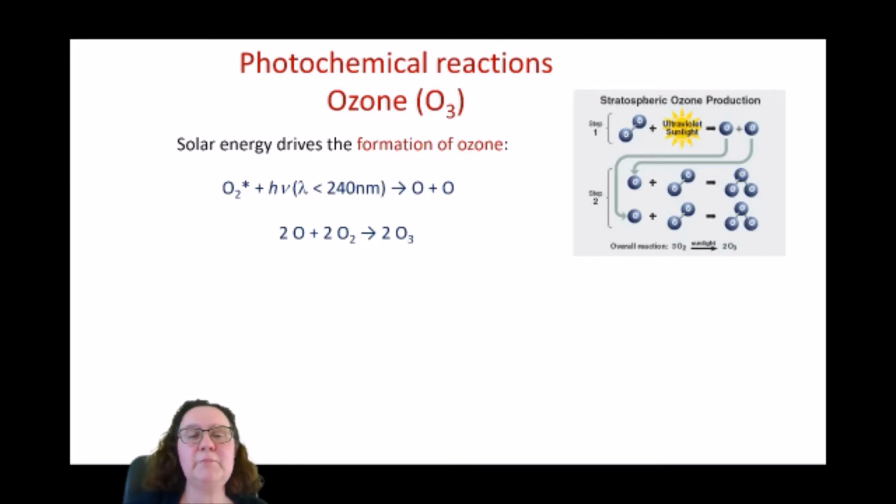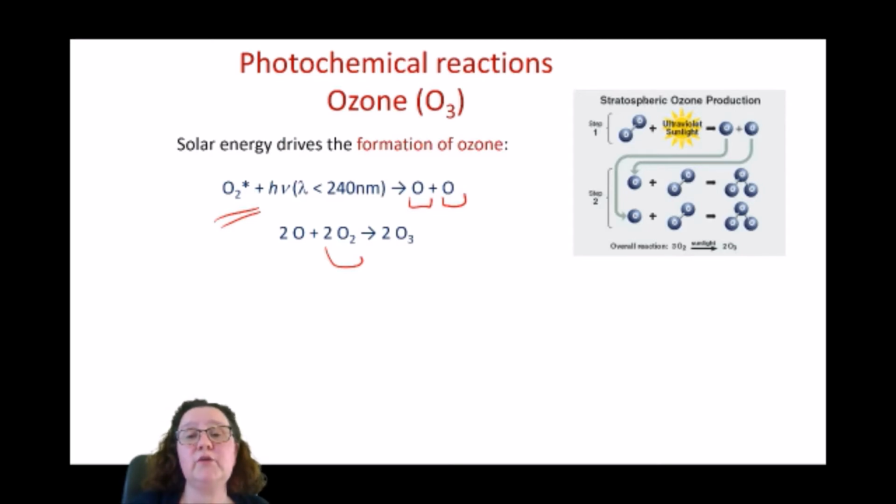So let's apply these photochemical concepts, the concept of photochemical reactions, to the molecule of ozone. Solar energy drives the formation of ozone. A molecule of oxygen in an excited state can absorb more solar radiation in the UV spectrum of a particular wavelength to generate 2 atoms of oxygen. And 2 atoms of oxygen can react with more molecules of oxygen to create the molecules of ozone.